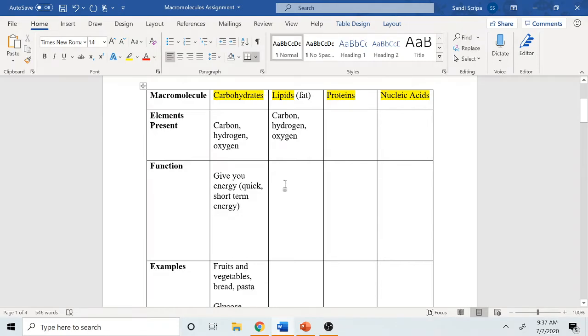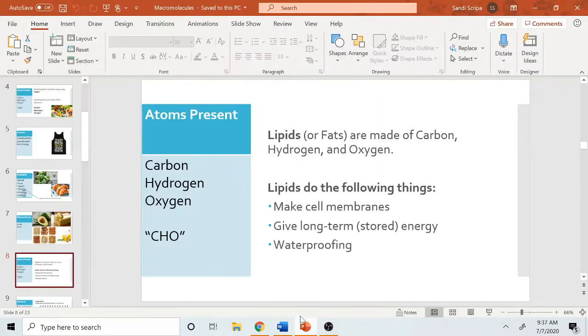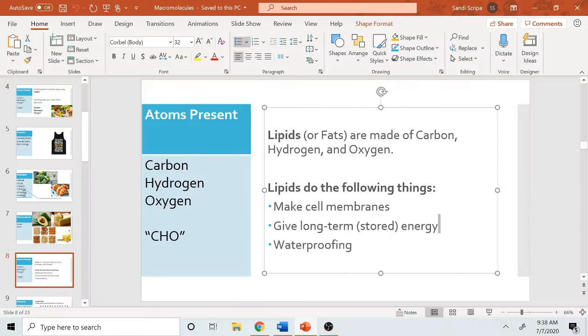All right, they're made of the same things as carbohydrates, but their jobs might be a little bit different. Lipids can actually do a lot of different things. They give long-term energy. Any fat that you have on your body is just energy that your body is storing that you could use later if you needed it.